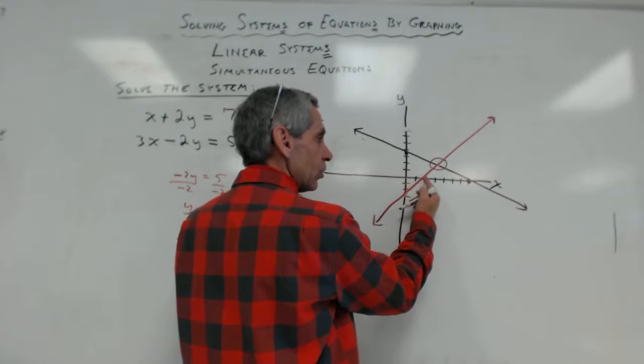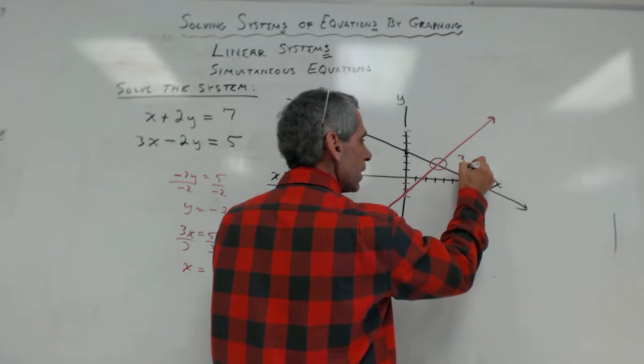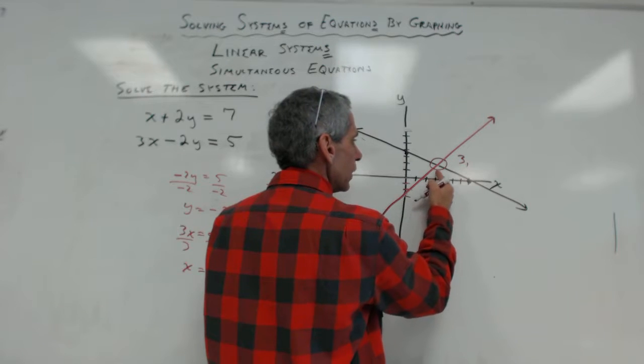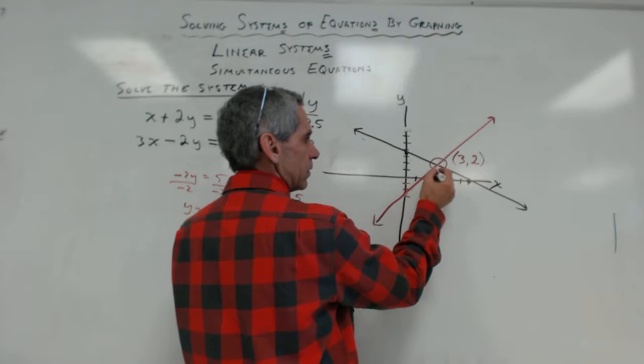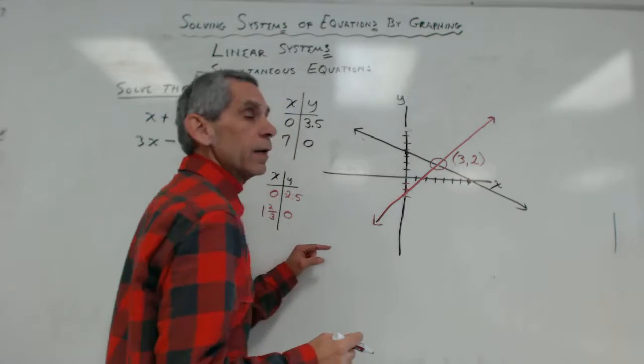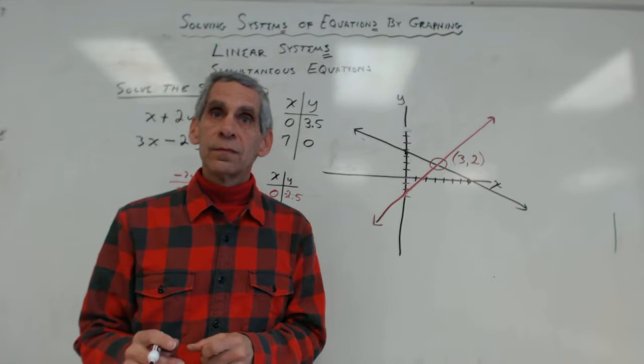I'm going to guess. It looks to me like it's over 3. So it looks like it's 3, comma, 3, and then 1, 2. It looks to me like it's 3, comma, 2. Do you guys agree with me? Yep. Doesn't that look like 3, 2? All right. That's my guess. Question. It almost looks like 3 and a half, 2.